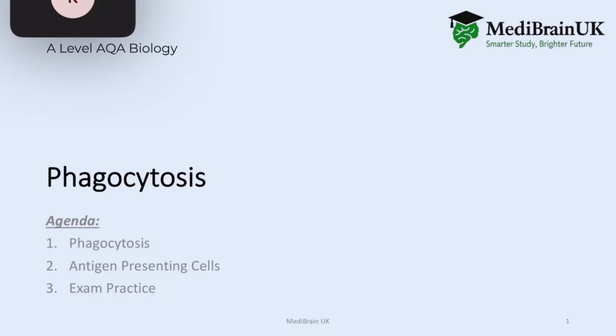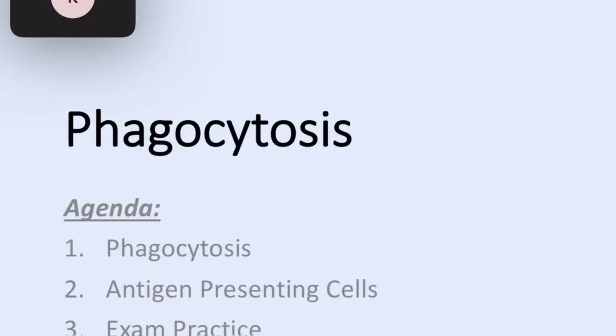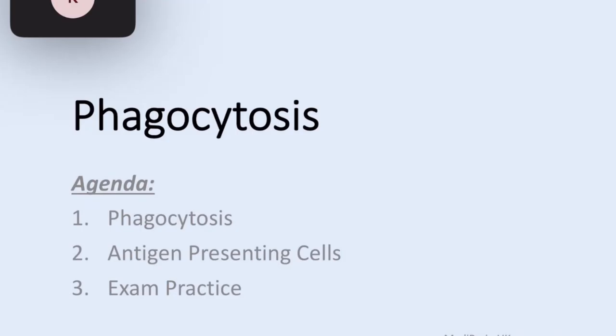In today's lesson, we are looking at phagocytosis. Okay, so we've looked at cells, we've looked at cell membranes. Now we're going to move on to immunity. It's a long unit, but we'll move through it topic by topic. We're going to start off by looking at phagocytosis.